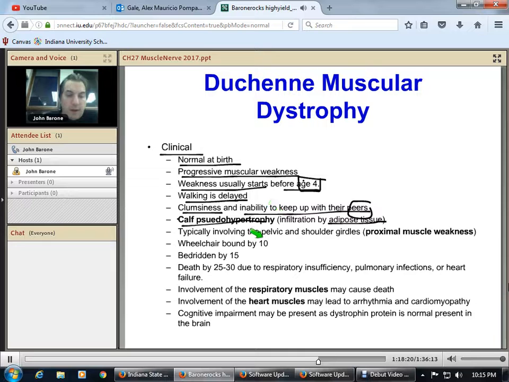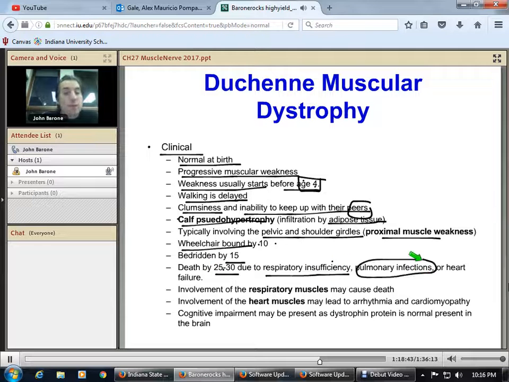Okay? All right, so let me go back here. So I want you to remember symptoms by age 4. Then when it gets up into the pelvic and shoulder girdles, these proximal muscle weakness, they're going to get in the wheelchair by age 10. So symptoms by 4, wheelchair by 10, bedridden by 15, and they're usually dead in their 20s and 30s.